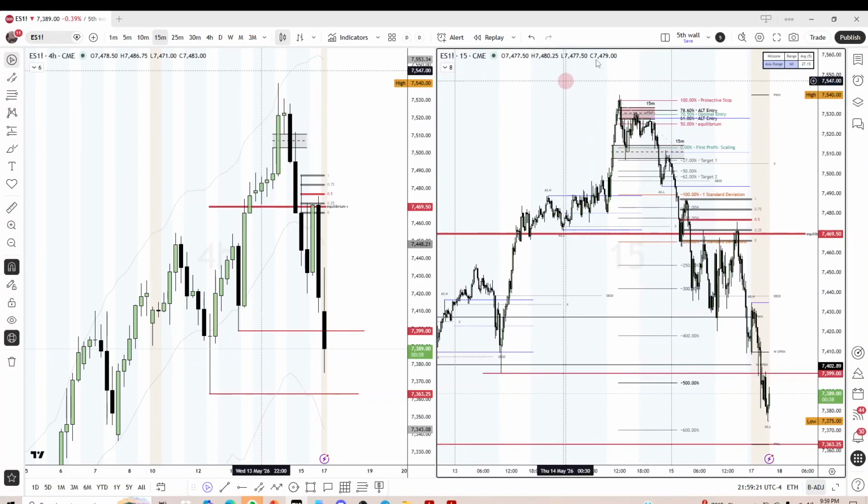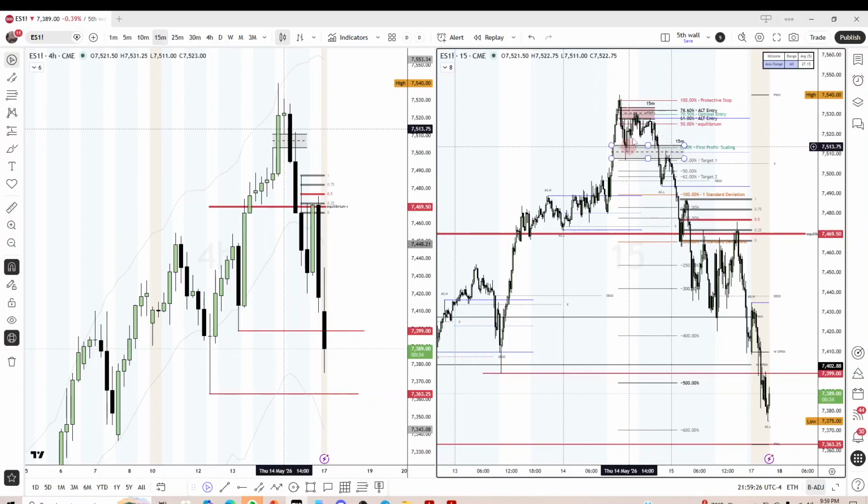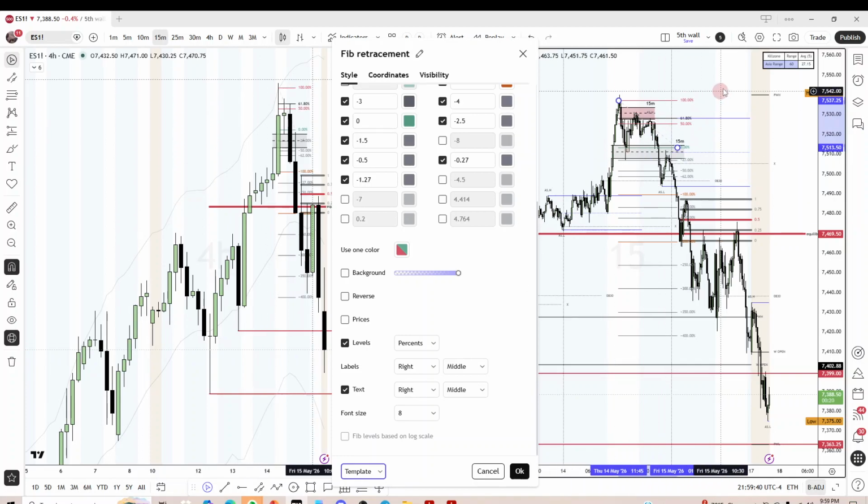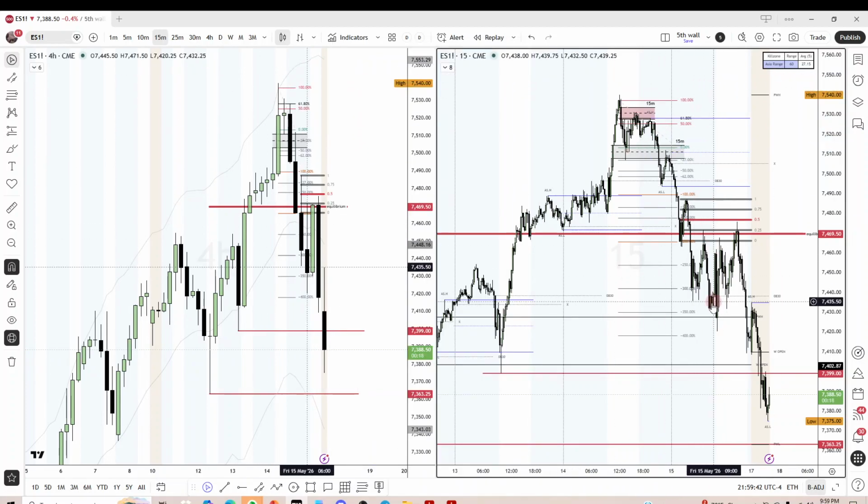So we have here change in the state of delivery with this displacement. Optimal trade entry short. I'm gonna turn this back down to 8. All right, a little bit better, right? I just got tired of all these words and all this noise on the chart, so that's all that is.